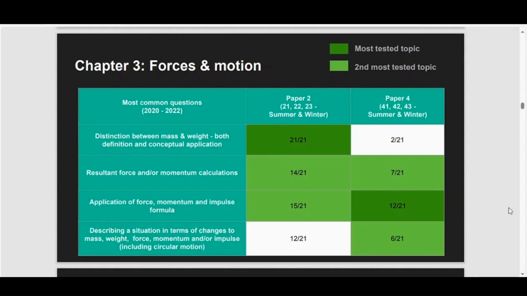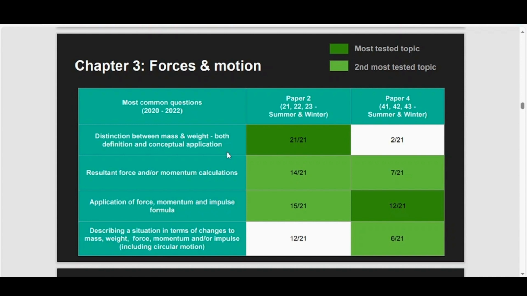So before I dive into the papers themselves, I just want to give a quick recap of the most commonly tested questions in these topics. So the first concept you have is around the distinction between mass and weight. I found that every paper 2 had a question around this. So paper 2 is essentially your theory, your multiple choice papers. Paper 4 are your theory papers.